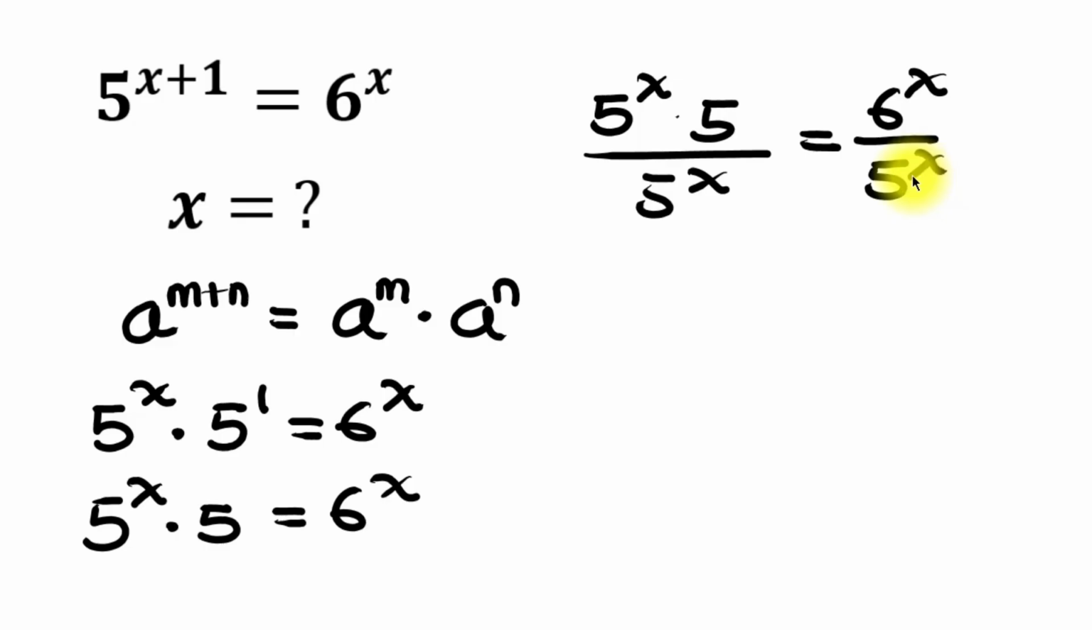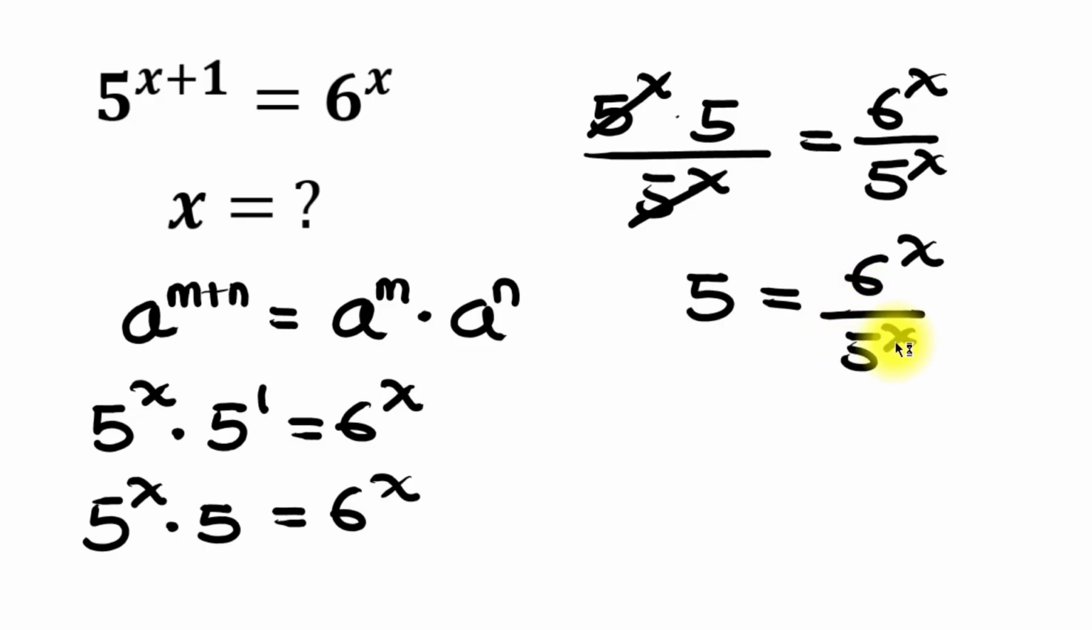Very good. Now watch something. 5 to the x cancels out from the left-hand side, leaving behind 5 equal to 6 to the x all over 5 to the x. We can also write this by putting this one first on the left-hand side, which is 6 to the x all over 5 to the x. This is equal to 5. Very good. It is still the same thing.